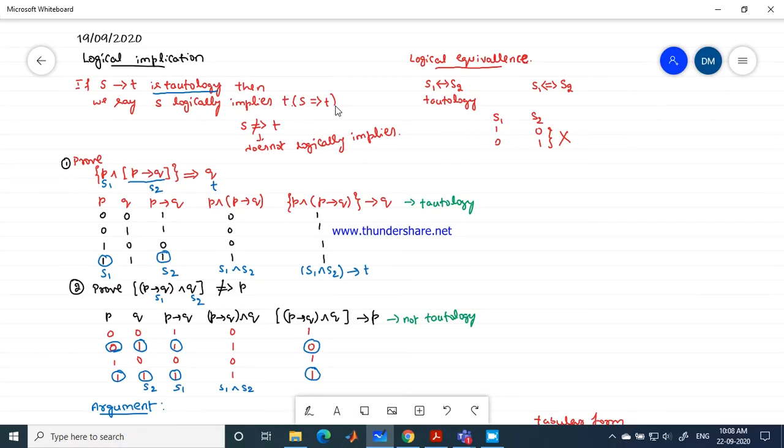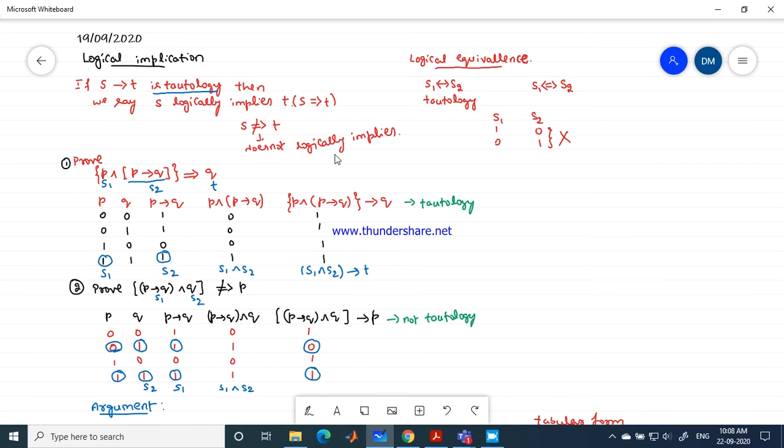We were discussing logical implication. This is how we define it. If S implies T is a tautology, then we claim this implication can be replaced by logical implication, and we claim the conclusion T follows from the hypothesis S. And whenever S does not logically imply T, this is how we denote it.